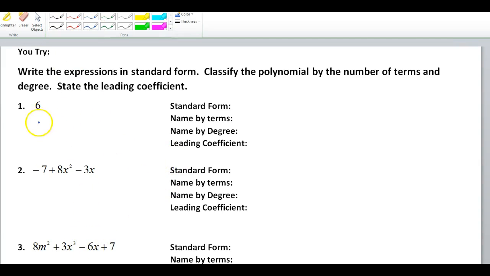So let's look at this here. So number 1, standard form. Okay, that is basically in standard form already because there's only one term. Name by number of terms, since there's only one term, it's a monomial. Name by degree, since there's no variable expression, we say it's a constant. And the leading coefficient would just be 6.